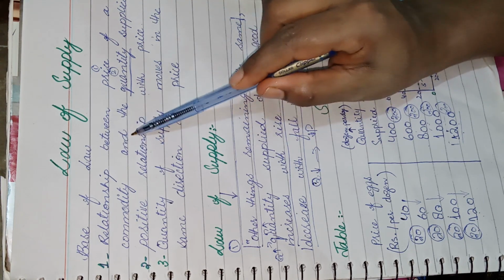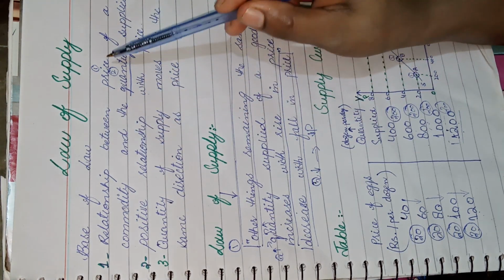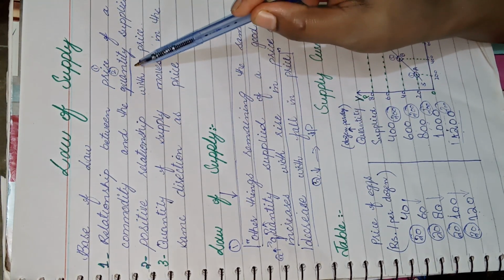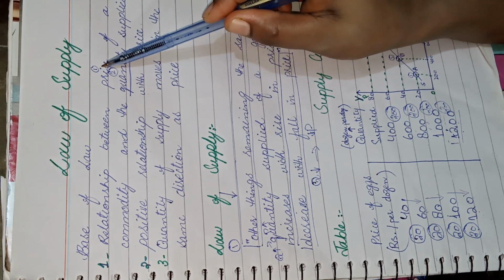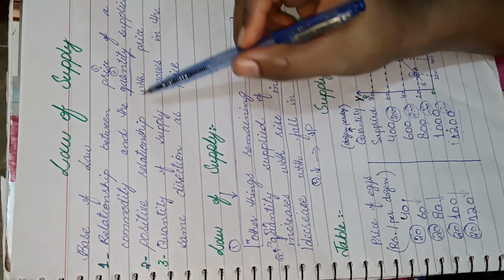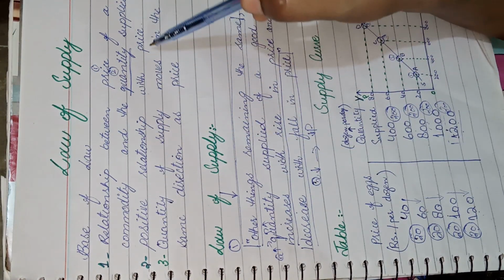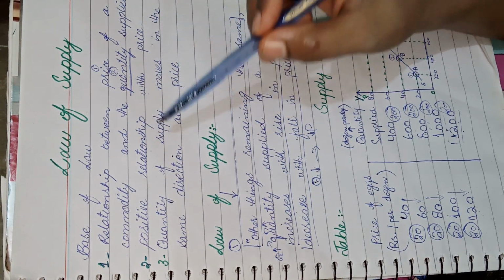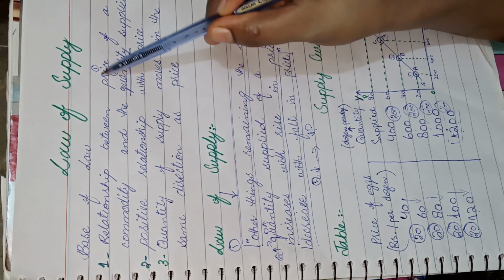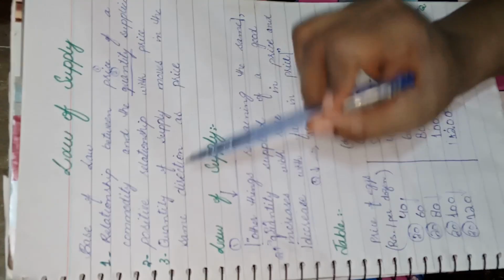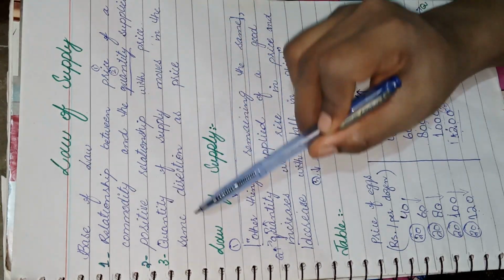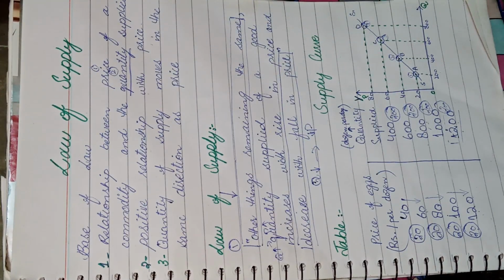In these two lines there are two variables. The first one is price and the second one is the quantity of that particular commodity. Fine. The next one is a positive relationship with price. Means there is a positive relationship between these two variables, price and the quantity supplied. The third one is that quantity of supply moves in the same direction as price.